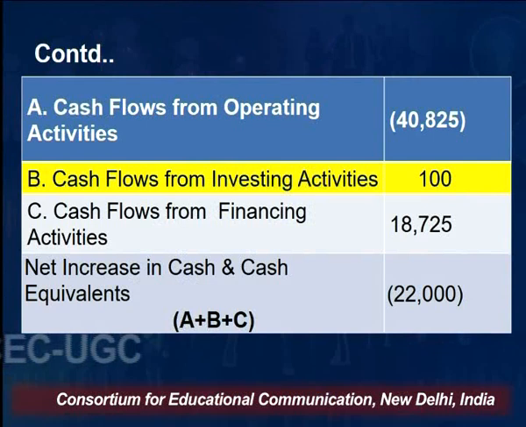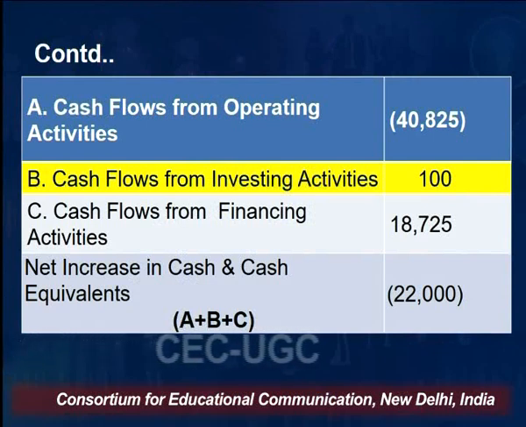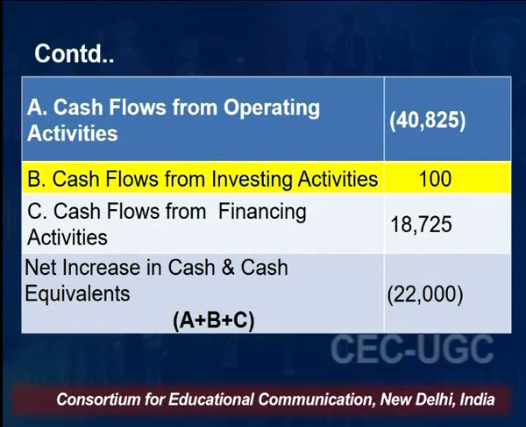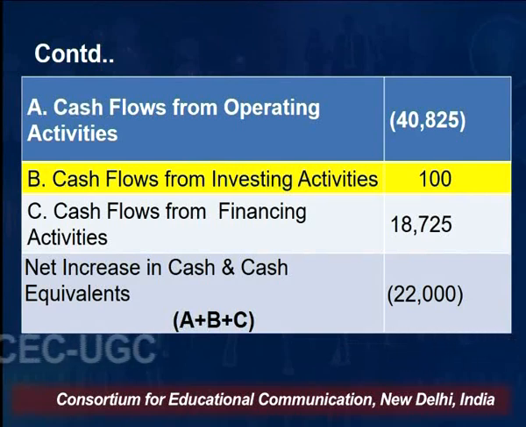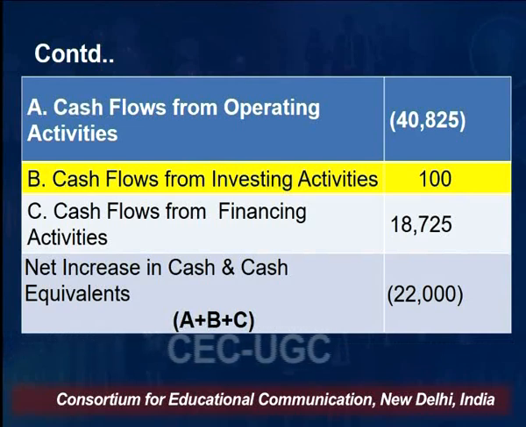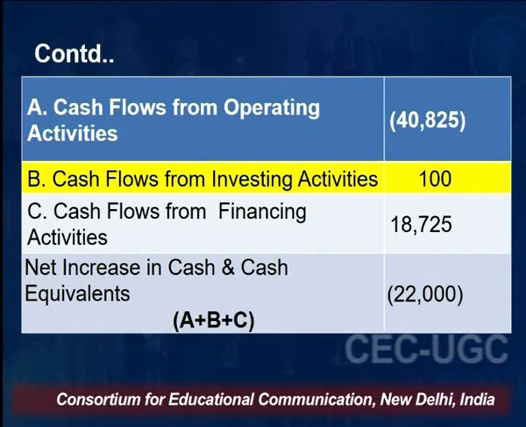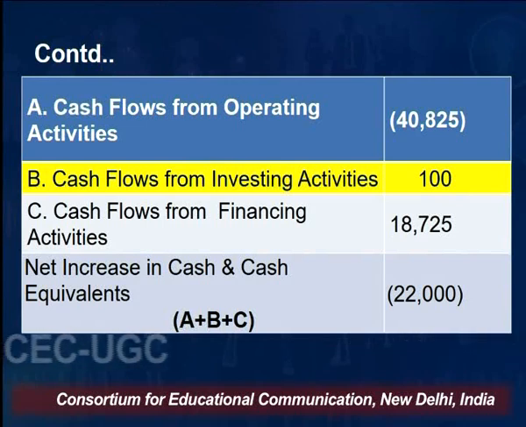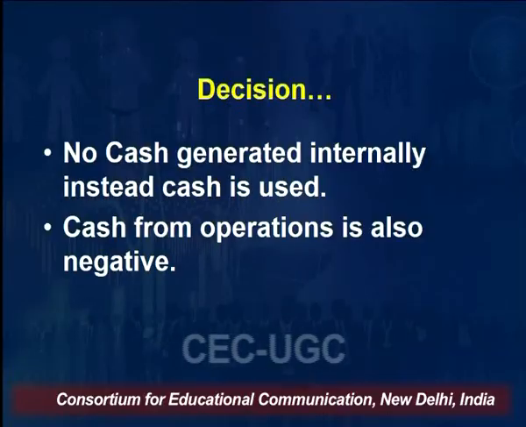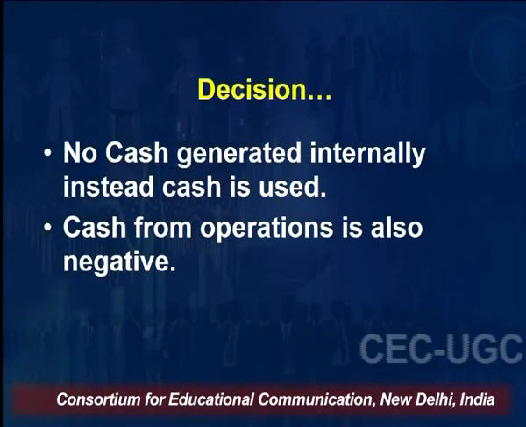Now coming to the decision part. First of all, when we have to categorically comment on cash position, I would say in terms of operation, the company is not doing well. Under investing activity, the cash generation is very nominal, and under financing activity, you have raised some fund. So there is a value of 18,725. So in totality, I would say that you have lost cash. You have not generated cash from this business. So if I have to write a comment in brief, I would say no cash generated internally. Instead, cash is actually used in all three activities.